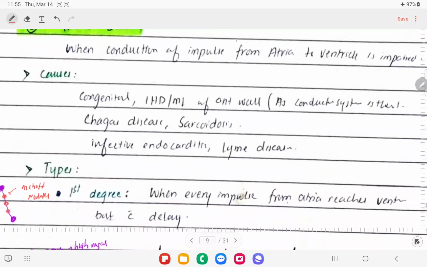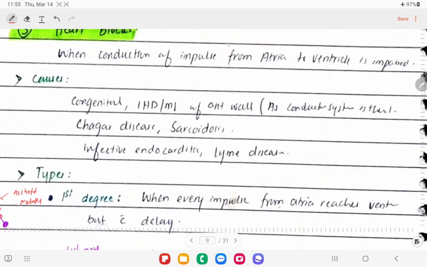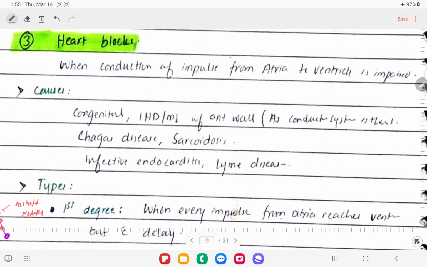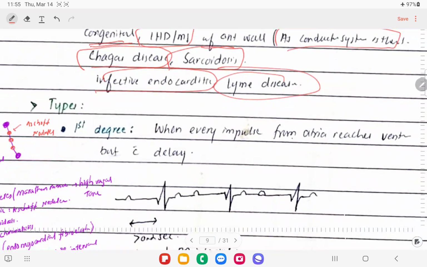So let's talk about the causes of heart block. It can be congenital. It can be seen post MI or with ischemic heart disease of the anterior wall, as the conduction system is mostly present in the anterior wall. It can be seen with Chagas disease, and also with sarcoidosis, infective endocarditis, and Lyme disease. I'm going to discuss the causes separately.